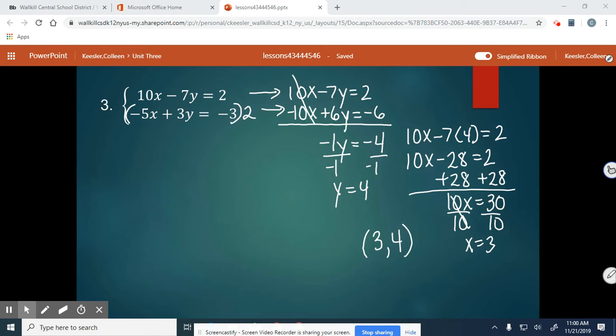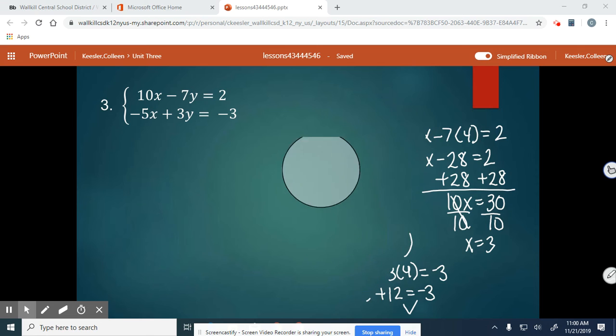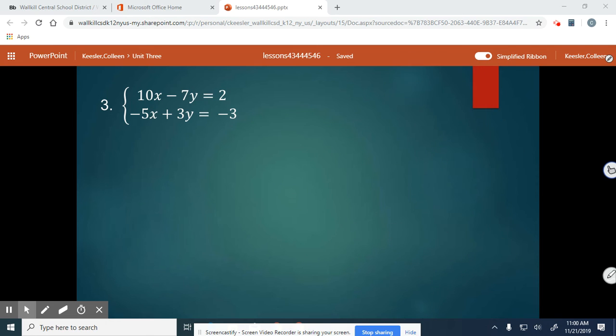And again, we could check that with the second equation. If we do negative 5 times 3 plus 3 times 4, we should get negative 3. So that's negative 15 plus 12 should be negative 3. And it sure is. If you do 12 minus 15, you get negative 3. So we found the correct answer. All right. I hope you're understanding this and that you're feeling like you could conquer this on your own. Let's try another one together.